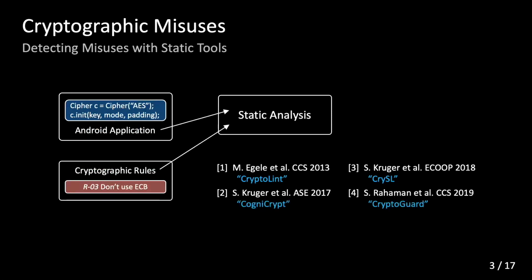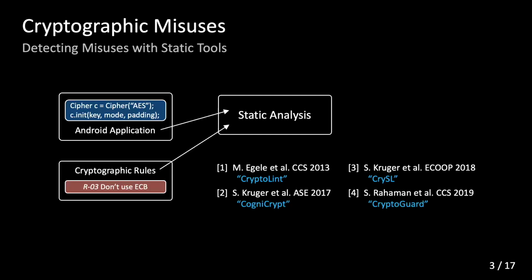Most of these tools are static. They analyze the code of the applications to detect where wrong parameters are passed to the APIs. A static tool takes as input the application and a list of cryptographic rules. An example of rule is forbidding the use of the operation mode ECB, or electronic code book, when multiple blocks of data are encrypted with AES.